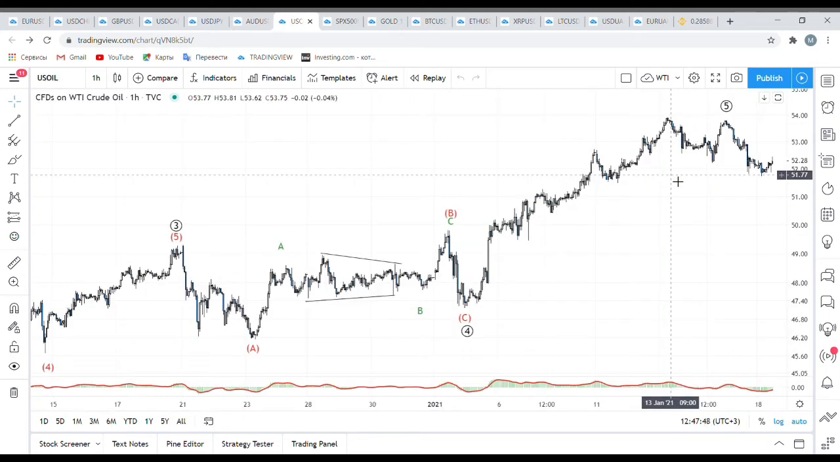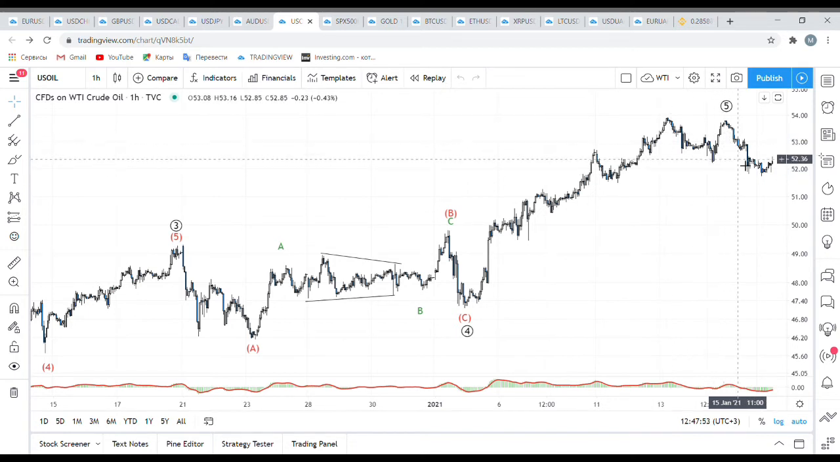As for WTI crude oil, it is probably completing the formation of the first downward wave, and in case of a correction to this downward impulse I will also look for points to enter sales.